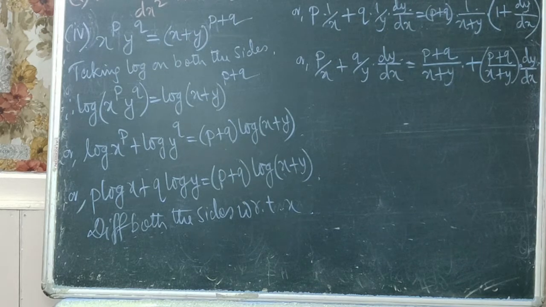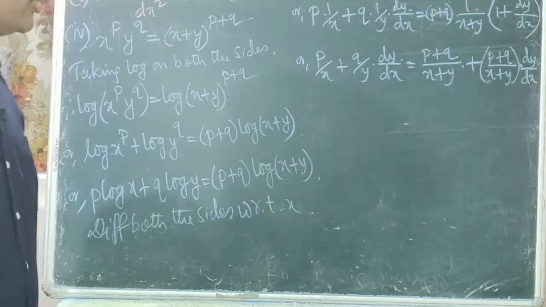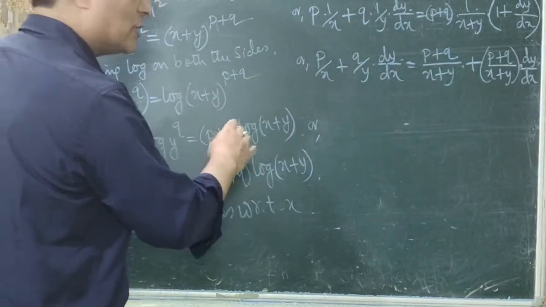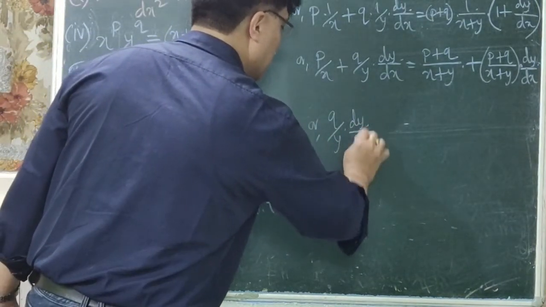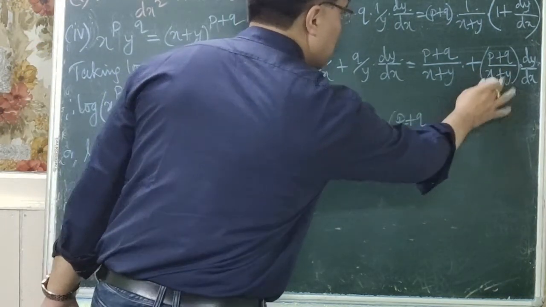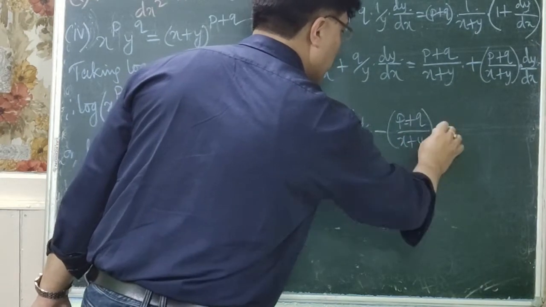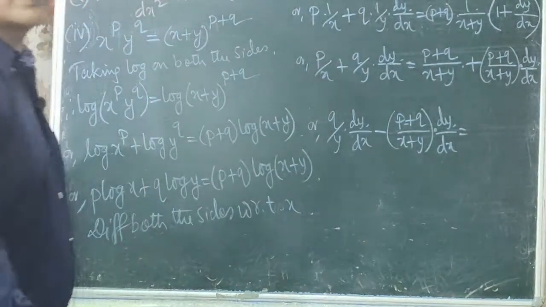So now you have to get the value for dy by dx. So keep the terms containing dy by dx on the left hand side. That is q by y into dy by dx minus, this term, take it to the left hand side, p plus q upon x plus y into dy by dx, which is equal to, so what is there on the right hand side?